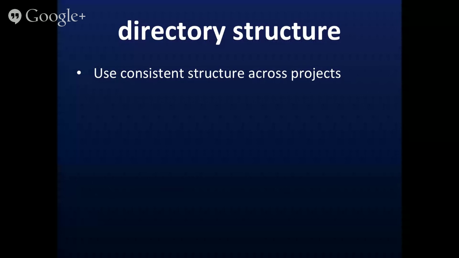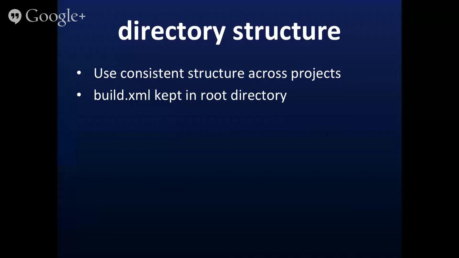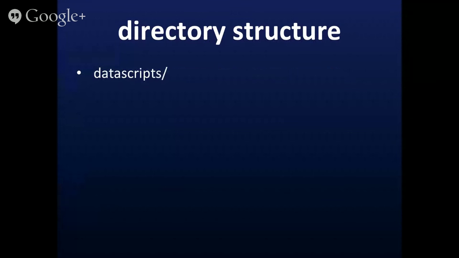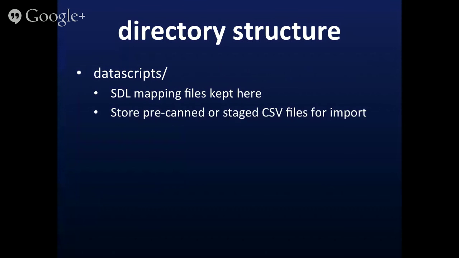Basically, we want to keep a consistent structure across projects, so we always know where to find things. So in my directory structure, I always keep my ant build files in the root directory. Then there's a folder called data scripts. In the data scripts folder, we keep a couple things. We have our SDL mapping files. It also provides us a place where we can store pre-canned or staged CSV files for import.